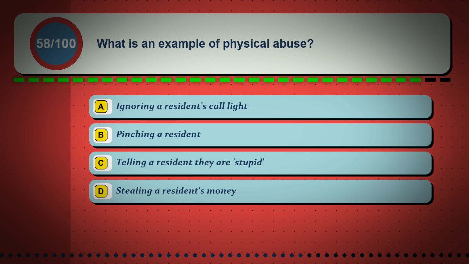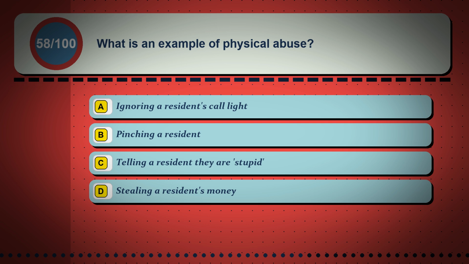Question 58. What is an example of physical abuse? Option A. Ignoring a resident's call light. Option B. Pinching a resident. Option C. Telling a resident they are stupid. Option D. Stealing a resident's money.